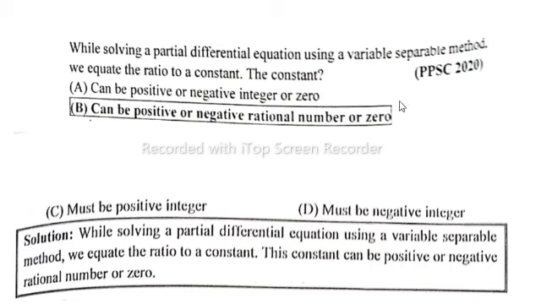In this lecture, I will solve Pakistan Public Research Mission 2020 MCQs. While solving a partial differential equation using a variable separable method, we equate the ratio to a constant. This constant can be positive, negative, a rational number, or zero. So option B is correct: it can be positive or negative, a rational number, or zero.